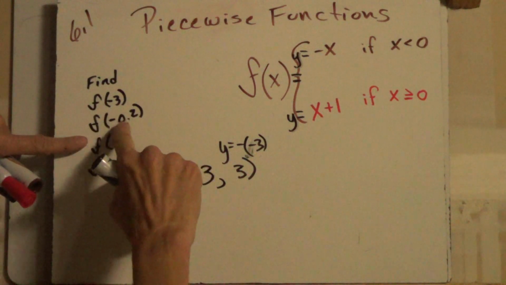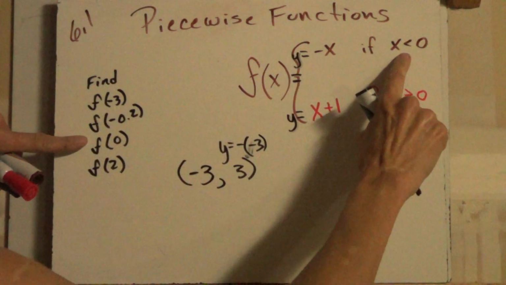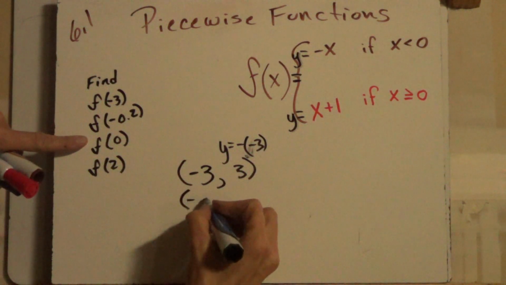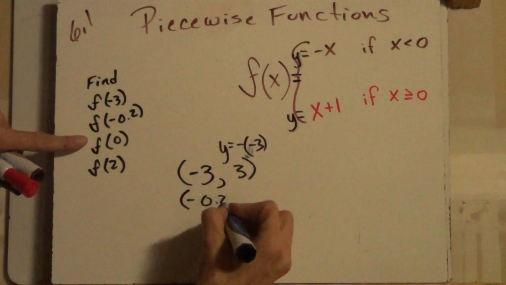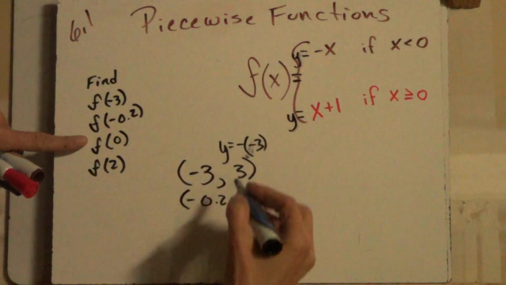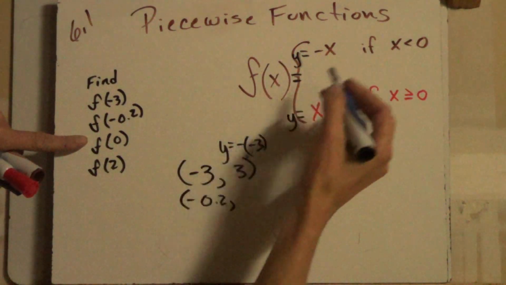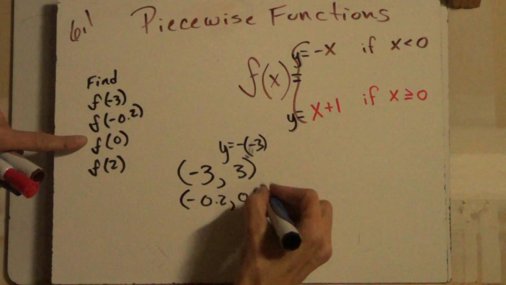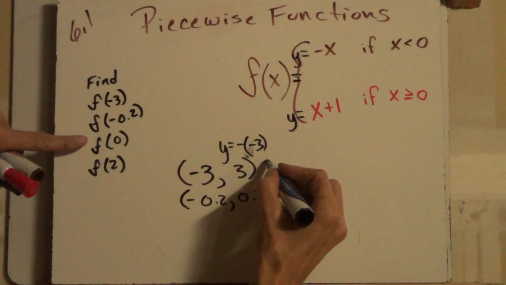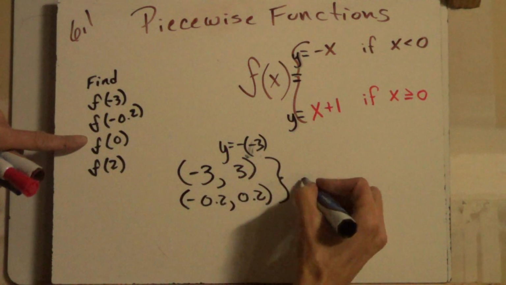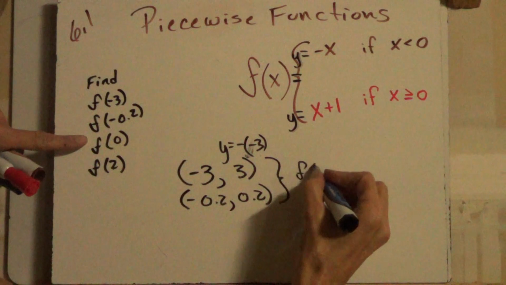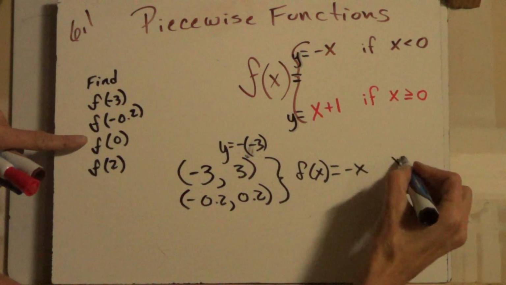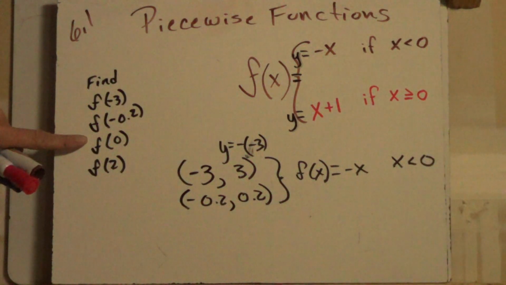F of negative 0.2, that's still less than 0, so we would say, well, a negative 0.2 plugs in, we just multiply it by the negative, that's all that you're doing on that rule, so it would become 0.2. So for these two, we have used the rule f of x equals negative x because they have been less than 0.